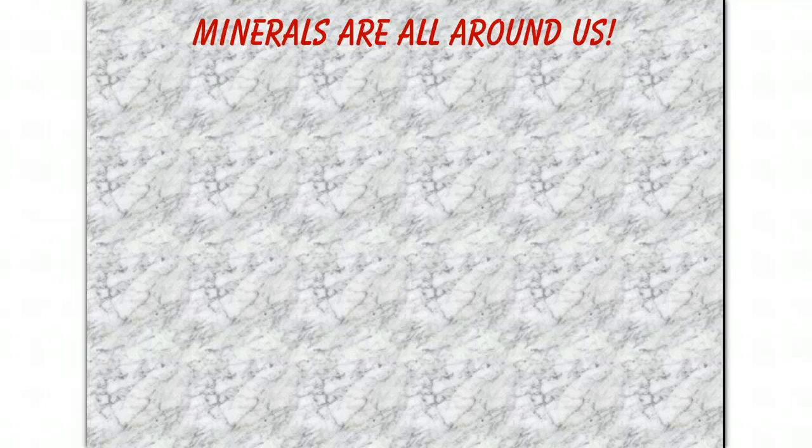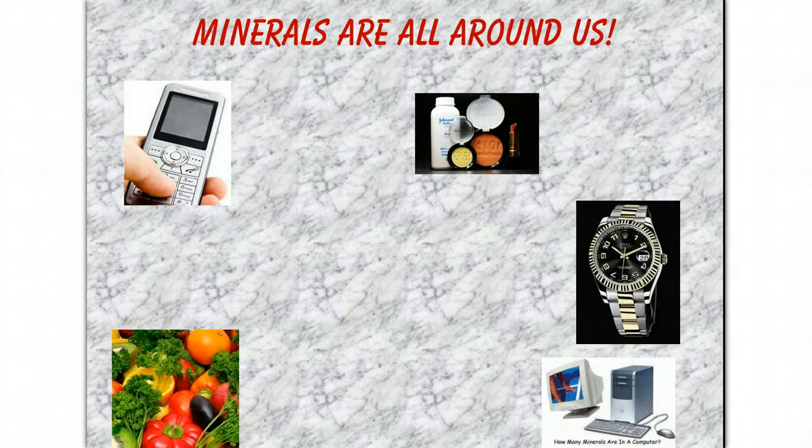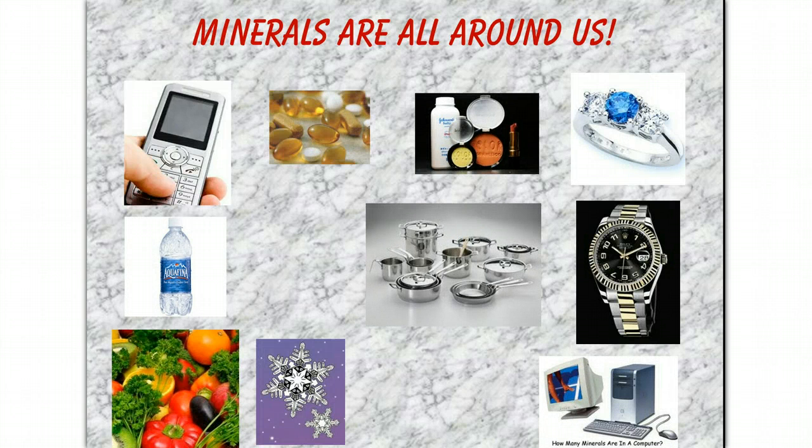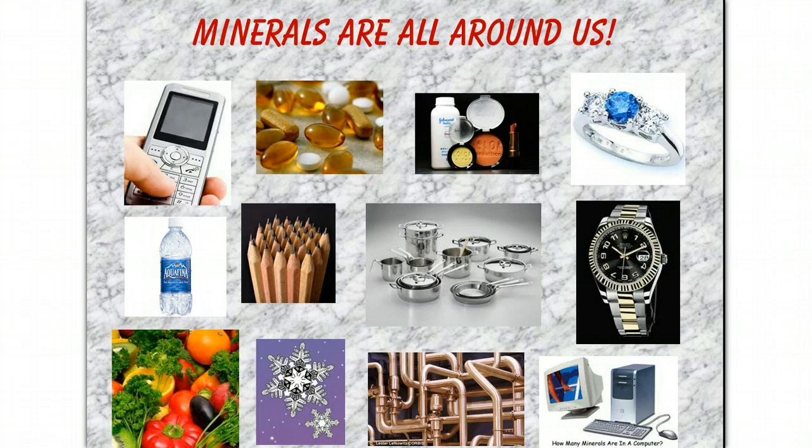First of all, minerals are all around us in everyday life. We use them in our cell phones, computers, the pots and pans that we cook our food with. The food itself has minerals in it, and the vitamins. The water that we drink has minerals in it. The jewelry that you wear, the watches that we use to keep time with, the makeup you put on. The pencil that you're using to write with right now is made of graphite. Even ice is considered a mineral. So we use minerals every single day.